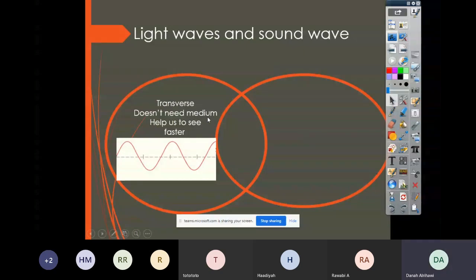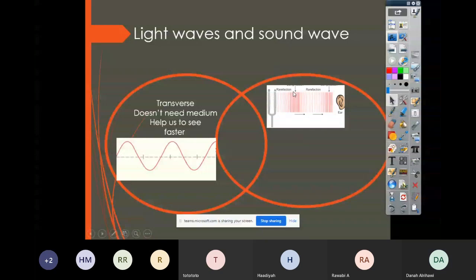And it is very fast. It can pass 1 million miles per second. It's very fast. While another wave, let me hear from Lana. What is this wave? What do we call this wave? When I have here the particles are. Yes, darling? Sound wave.